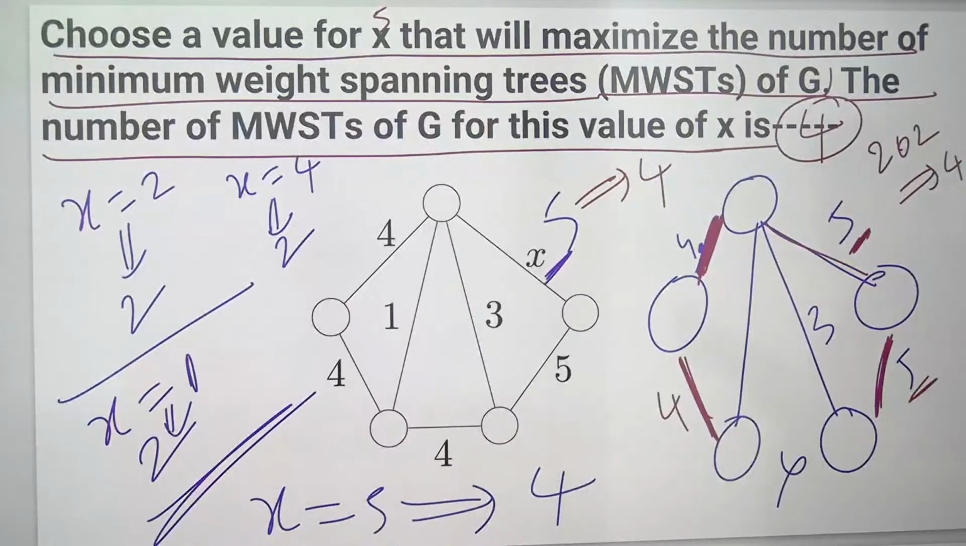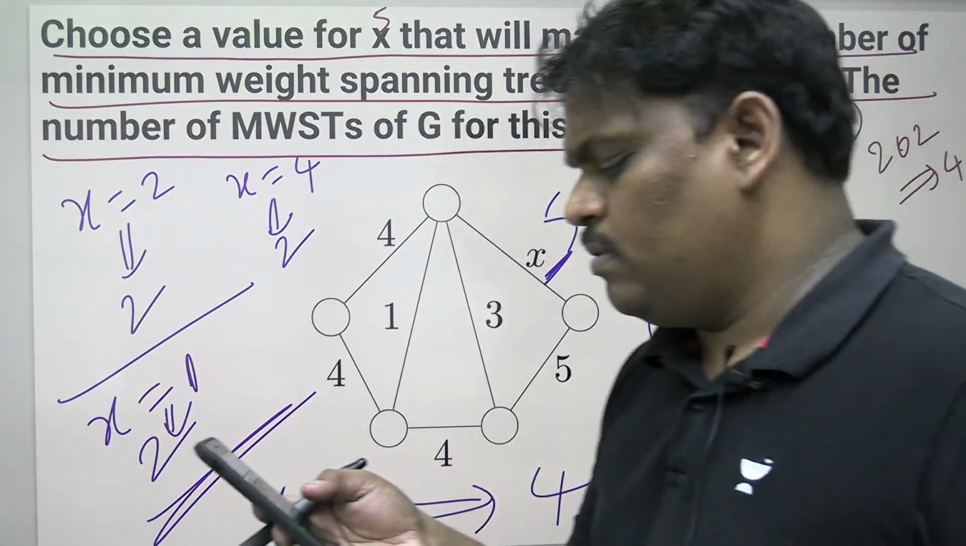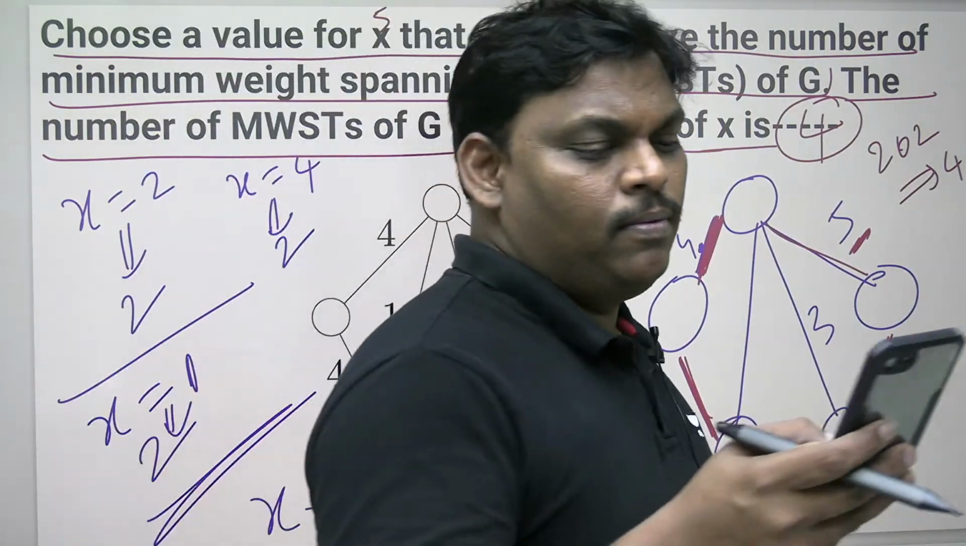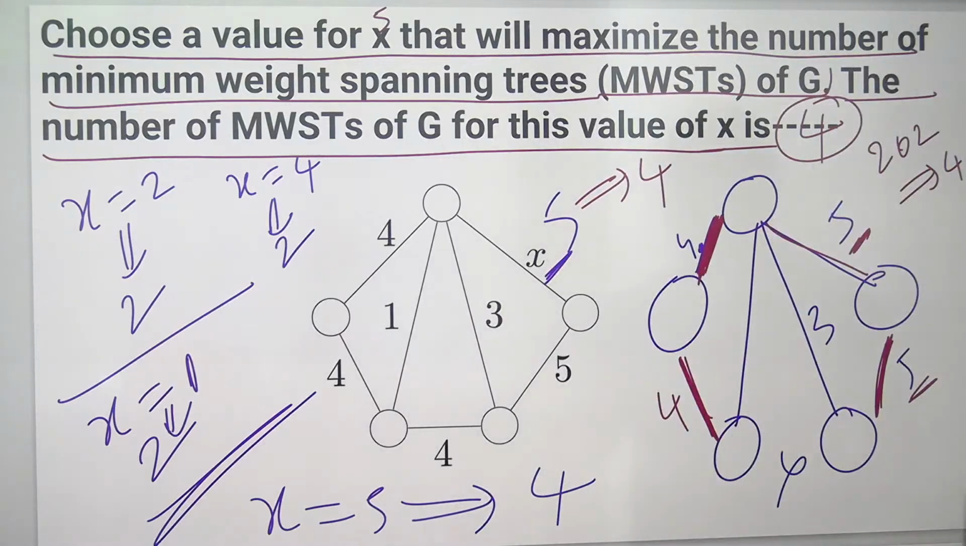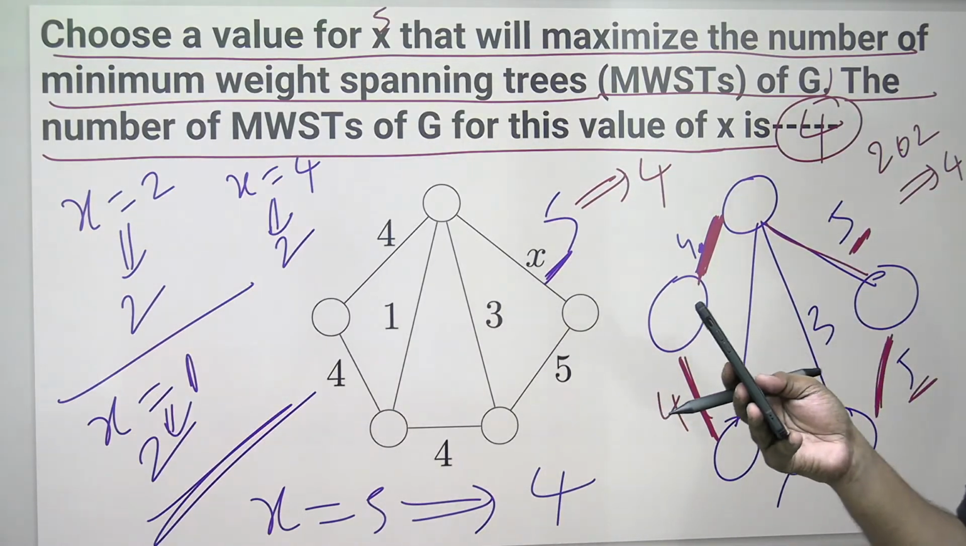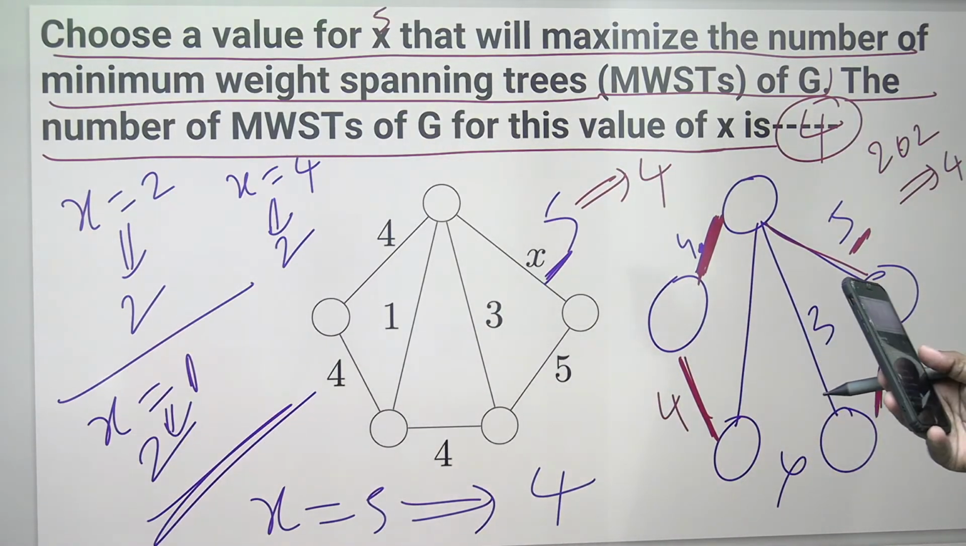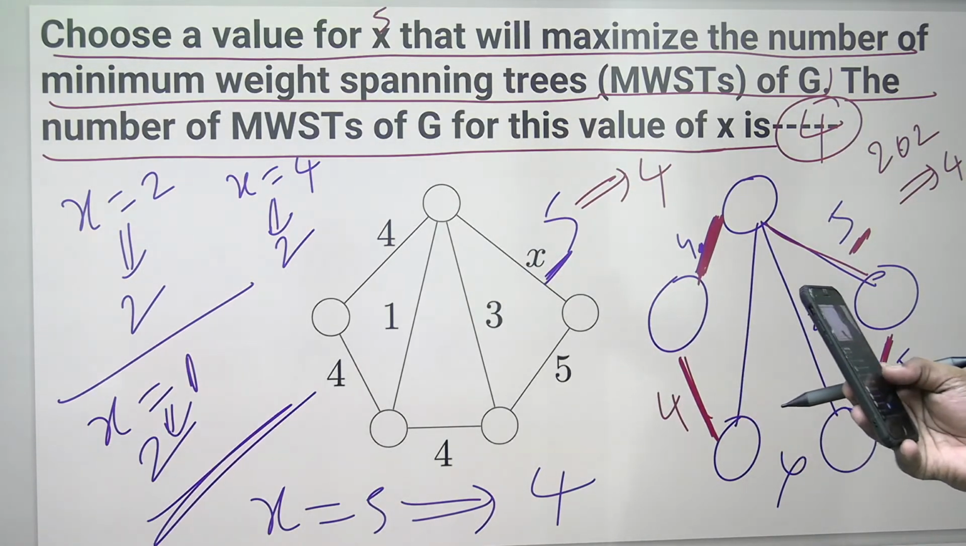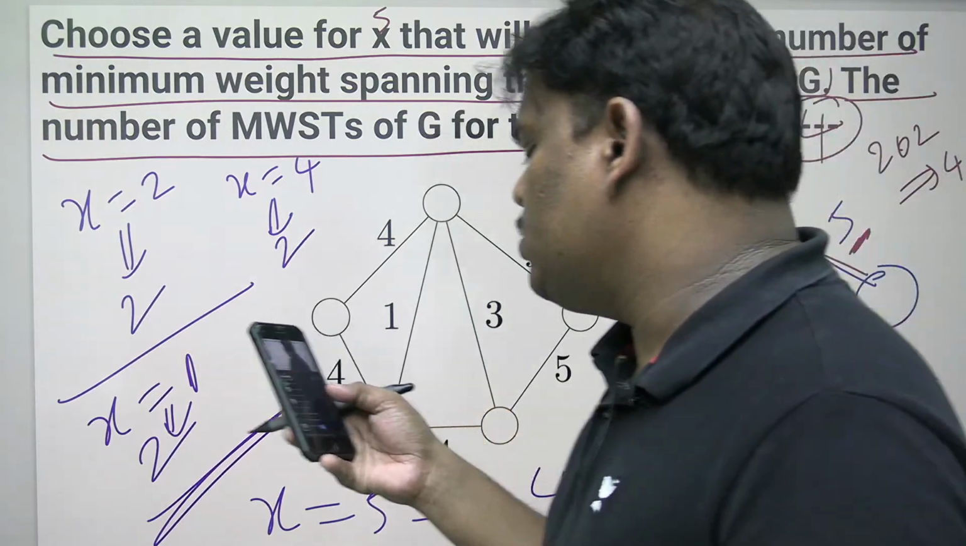It is a really nice problem. Verify once. Four minimum weight spanning trees. X is equal to 5.